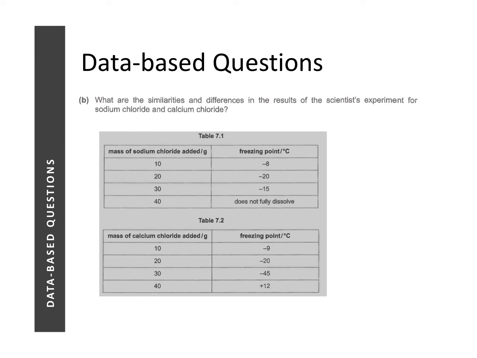In part B, the question is asking for the similarities and differences in the results of the scientist's experiment. So once again, we are looking at the experiment, so we need to go back to the part where the results are being tabulated in table 7.1 and 7.2. So to get the similarities and differences, we need to compare the two tables and try to spot the similarities and differences. Okay, so now the very common mistake that students make when answering such questions is this.